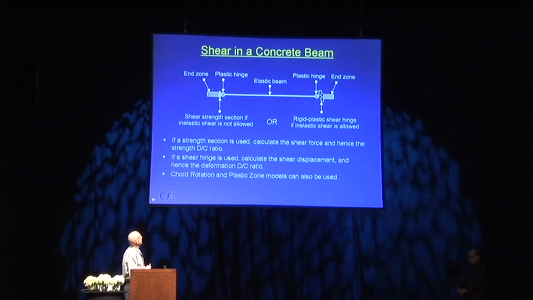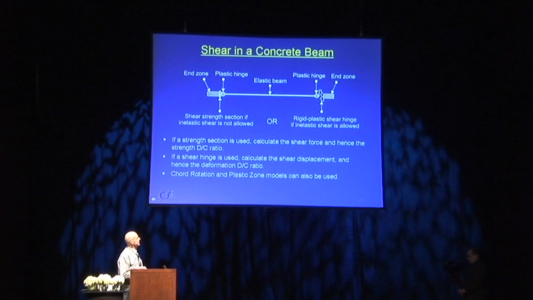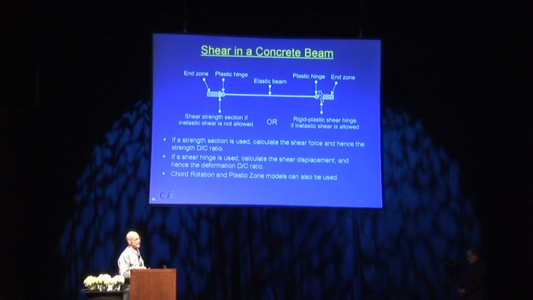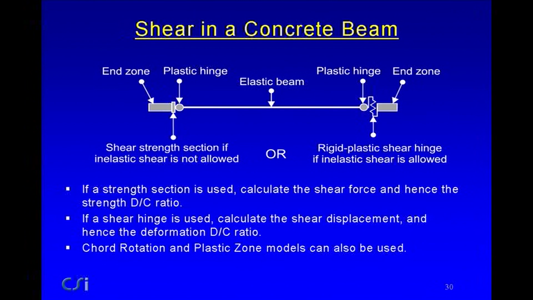In a concrete beam, sort of similar. You might have an end zone, a plastic hinge, elastic beam, a plastic hinge. And in the unlikely event you would allow inelastic shear deformation, you could put a shear hinge at the end, which is probably where shearing deformation is likely to occur.